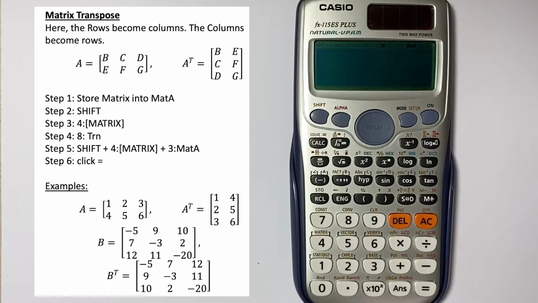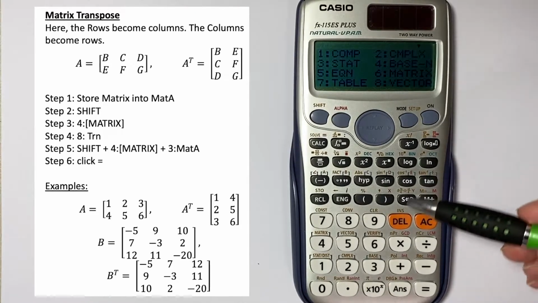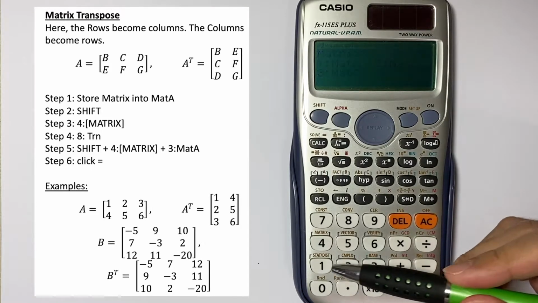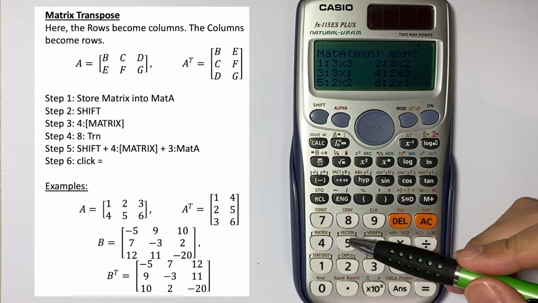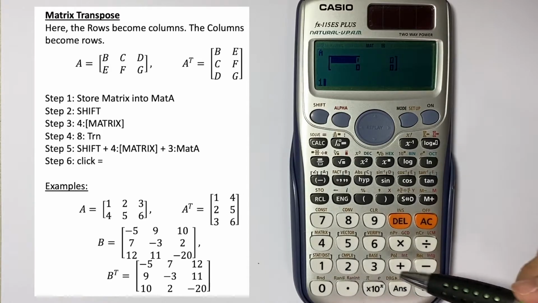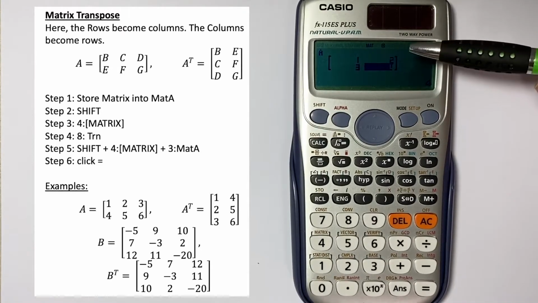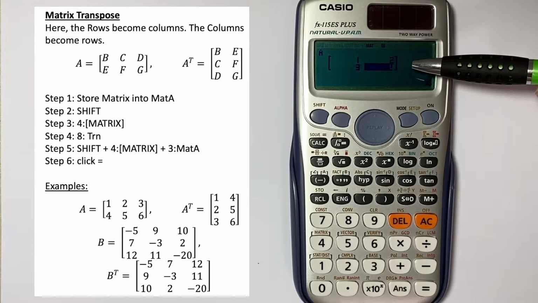So in order to get to this A transpose function, we first need to store a matrix. So go to the mode, and then 6, and then matrix A. Let's say we're going to do a 2 by 2 matrix in this case. So we're going to select number 5, and then same thing, 1, 2, 3, 4. And here we have 1, 2 on row number 1, and 3, 4 on row number 2.